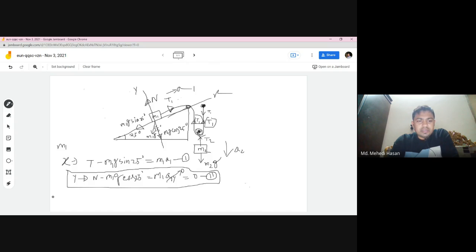Now if we consider M2, there is no x component, just only the y component. That means T2 minus M2 g is equal to M2 times A2 with a negative sign, because acceleration is downward, that means along the negative y-axis. So if you take M2 g positive, then M2 g minus T2 equals M2 A2.